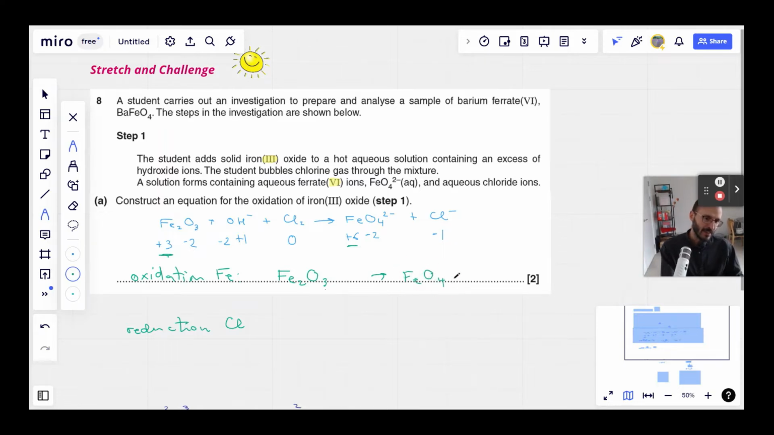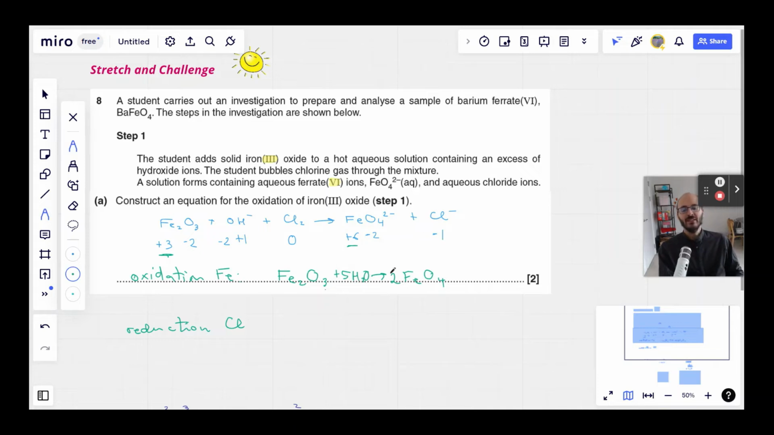Okay, so first thing that you have to do is to balance the metal ion. Here you have 2, well, the metal atom. Here you have 2 irons, here you only have 1, so you need 2. There we go. Next thing is to balance the oxygens. You have 8 here, 3 here, so you need 5 oxygens here. So that will do 5 H2O.